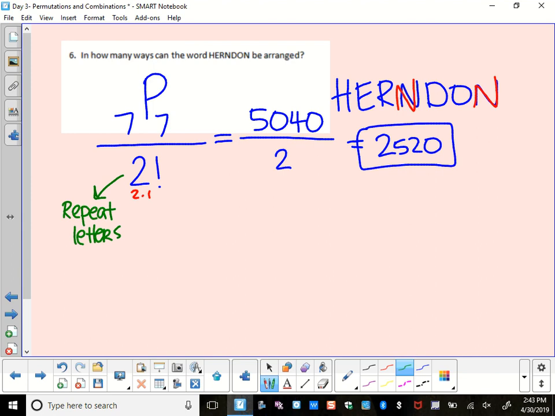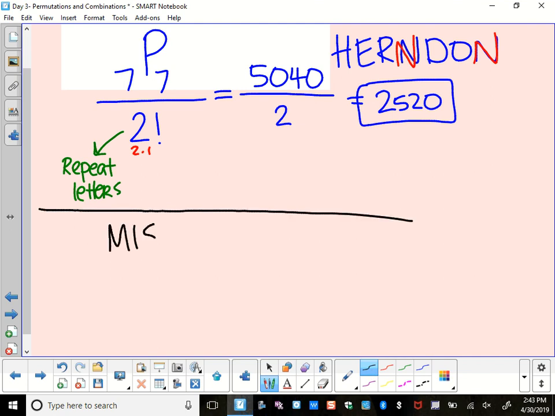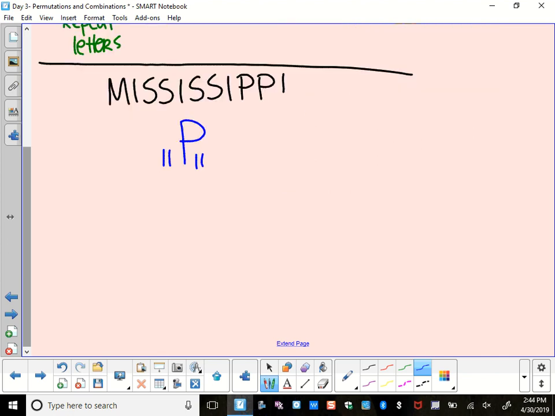All right, off to the side somewhere, I want you to write this down. A whole different problem. What if I had the word Mississippi? M-I-S-S-I-S-S-I-P-P-I. Let's count if I want to know how many different ways can I write this word. And I have how many letters? 2, 3, 4, 5, 6, 7, 8, 9, 10. 10. I have 11, okay? It's going to be a permutation because order matters. I have 11 letters that can be 11 different ways, right?